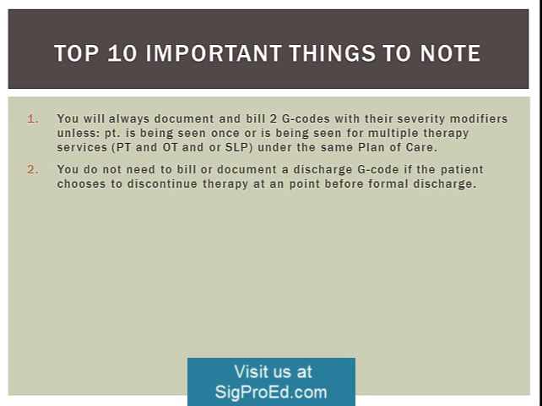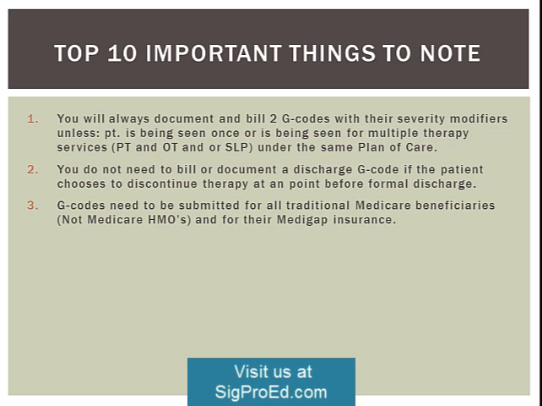Number 2, you do not need to bill or document a discharge G code if the patient chooses to discontinue therapy at any point before formal discharge. So if the patient does not show up for their final therapy visit, you would not document or bill for that discharge G code.